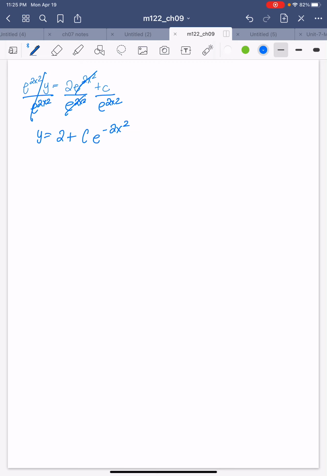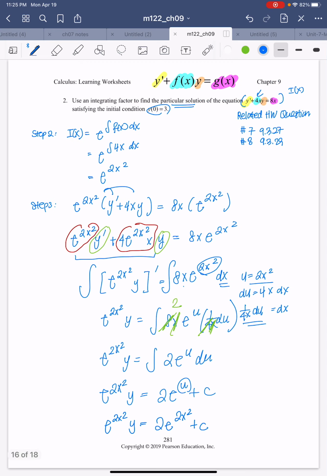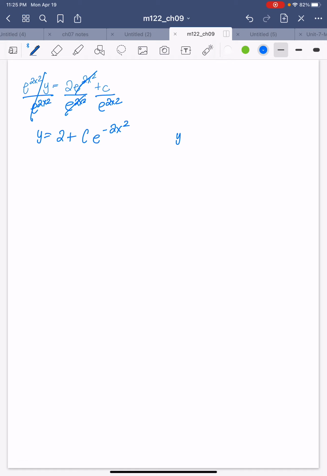Okay, so this will be the general solution, but we are given the initial condition y of 0 equals 3. In other words, we have the point (0, 3). So let's plug it in to solve for c. My x is 0, y is 3. So that's 3 is equal to 2 plus c e raised to the negative 2 times 0 squared. So 3 is equal to 2 plus c e raised to 0, because this part is 0. In other words, anything raised to the 0 power is 1. So I have 3 is equal to 2 plus c.